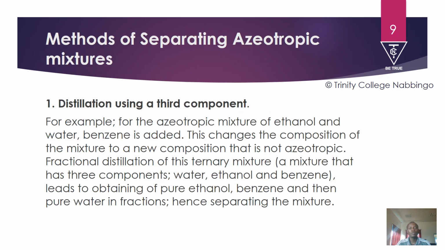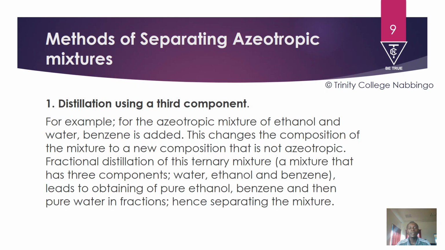How can we then separate azeotropic mixtures if they cannot be separated using fractional distillation? One of the methods we can use is distillation using a third component. We can add a third component to the azeotropic mixture. For example, for the azeotropic mixture of ethanol and water, we can add benzene as the third component. Would benzene mix with water? By the fact that we have ethanol there, an organic solvent, it will help benzene to mix with the azeotropic mixture, because benzene is also an organic solvent, and ethanol is also an organic solvent.